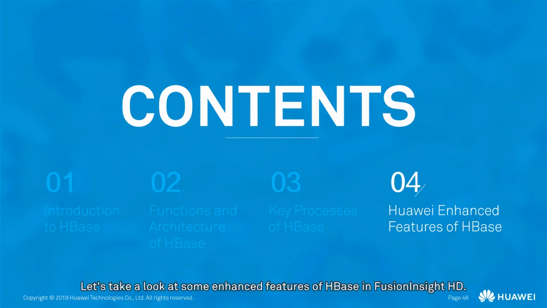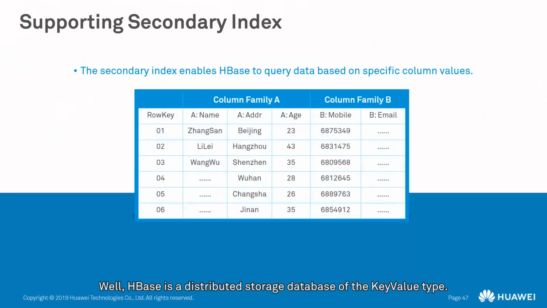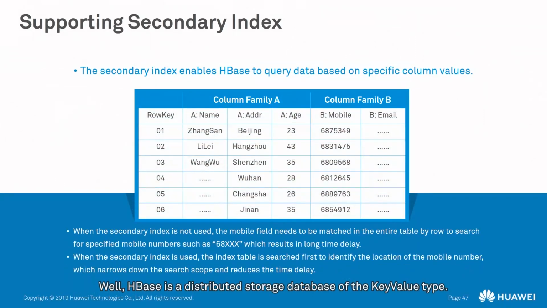At last, let's take a look at some enhanced features of HBase in Fusion Insight HD. While HBase is a distributed storage database of the key value type, data of a table is sorted in alphabetic order based on row keys. If you query data based on a specific row key, or scan data in the scope of a specified row key, HBase can quickly locate the data that needs to be read, enhancing the efficiency.